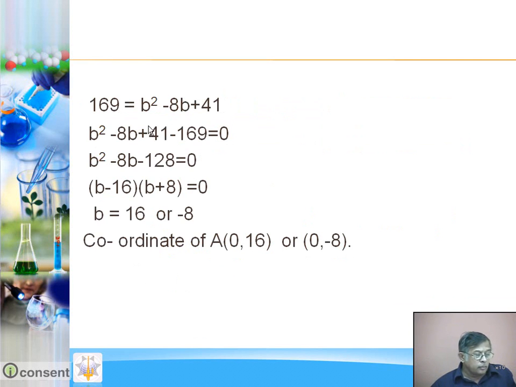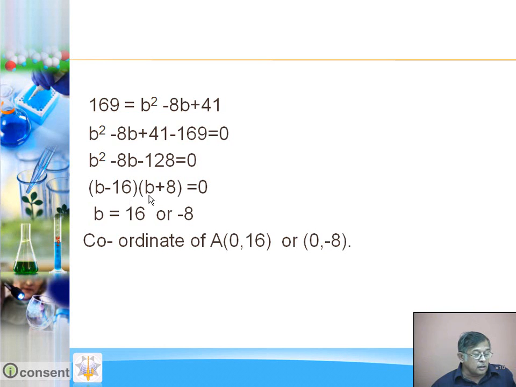Now transfer this 169 to this side, means b square minus 8b plus 41 minus 169 is equal to 0. Now this is -128. Now it is a quadratic equation and we know how to factorize this quadratic equation. Means factorize -128 such that the sum of factors should be equal to -8. Now 16 eights are 128. So -16 plus 8 is -8 and -16 into 8 is -128.